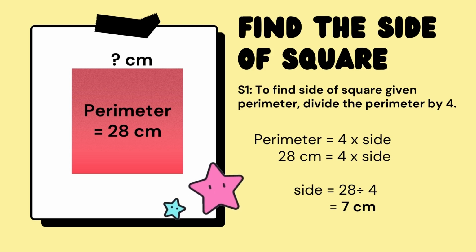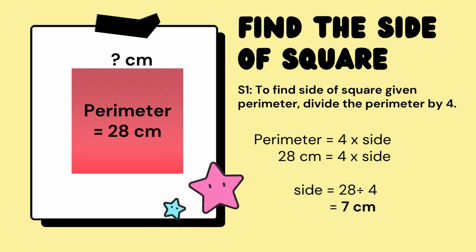Okay, so by using step 1, as I mentioned before, in order to find the side of square given the perimeter, okay, you need to find the side of square, but you are given the perimeter. What you're going to do? Yes, you just divide the perimeter by 4. Okay, now you have the perimeter is equal to 4 times side. You are given the perimeter 28 centimeter. You are left with 4 times side. Side is not given, so we want to know what is the side there.